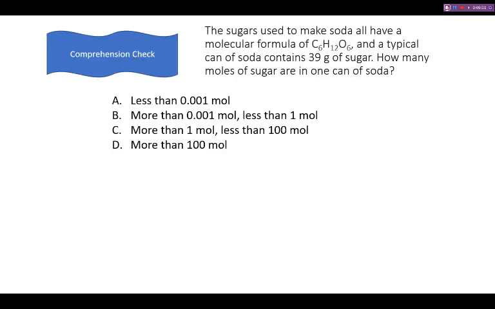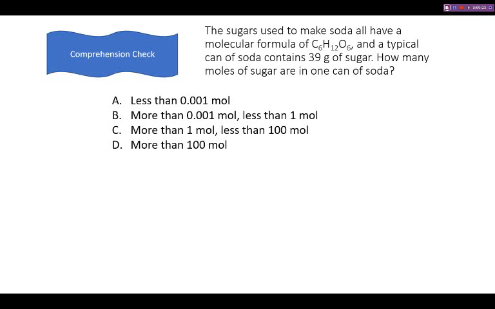Here's a problem. I'll walk you through this one. Sugars used to make soda have the molecular formula C6H12O6, and a typical can of soda has 39 grams of sugar. So how many moles of sugar are in 1 can of soda?